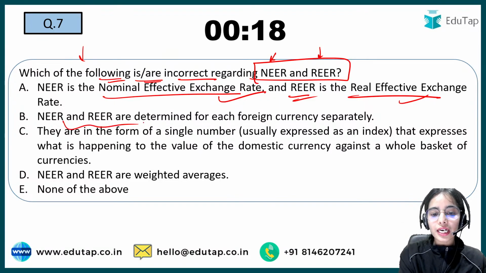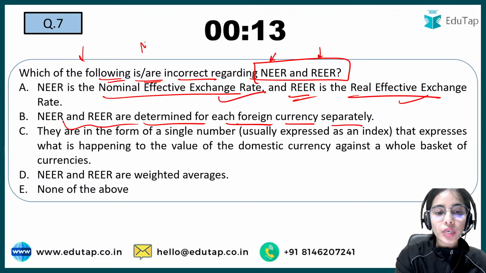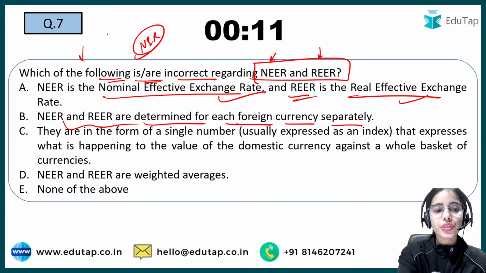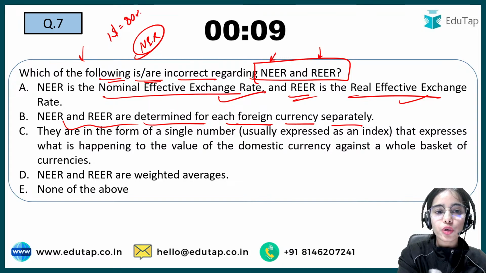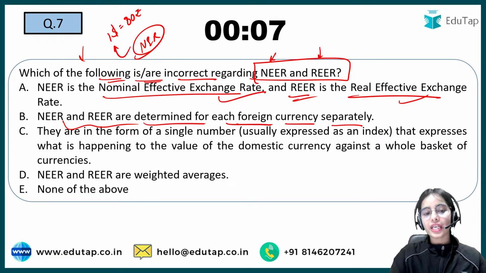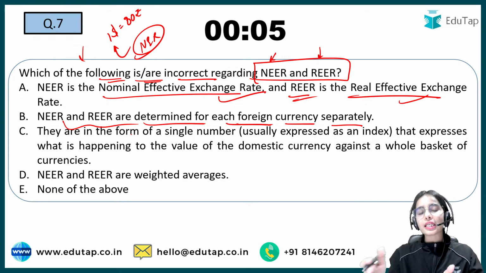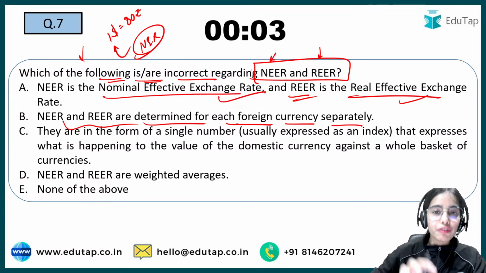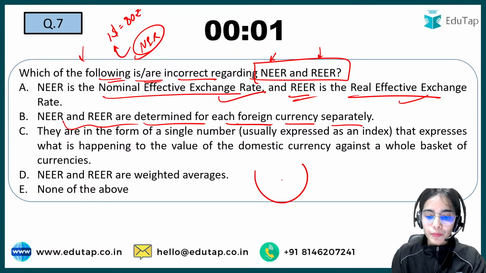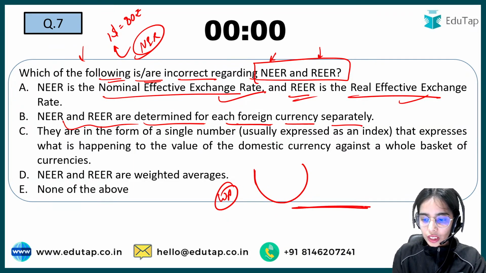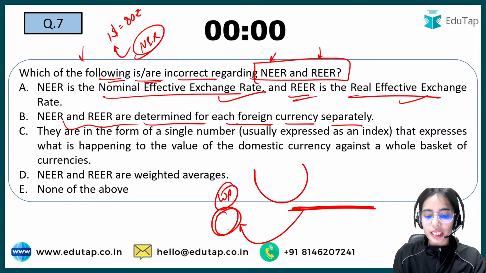NEER and REER are determined for each foreign currency separately. No, that is known as the nominal exchange rate. Nominal exchange rate is $1 equal to 80 rupees. So that is the nominal exchange rate that is determined for every currency separately. But the nominal effective exchange rate is the weighted average of the different currency values determined against our currency.